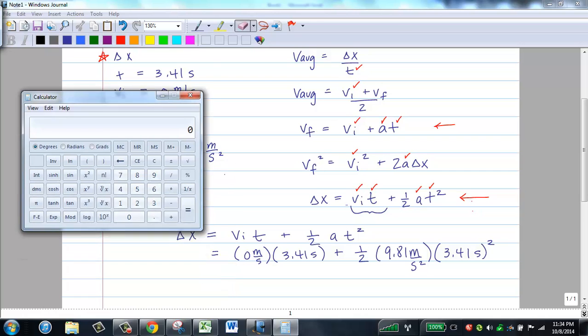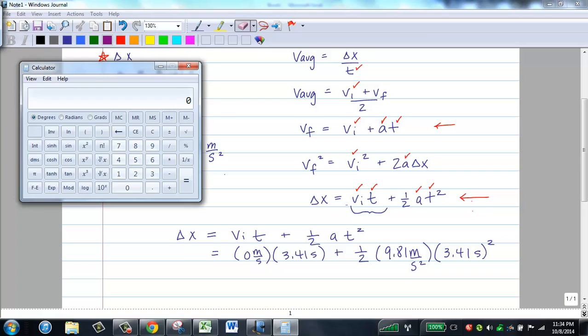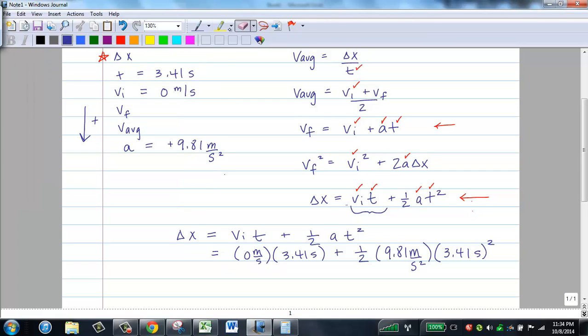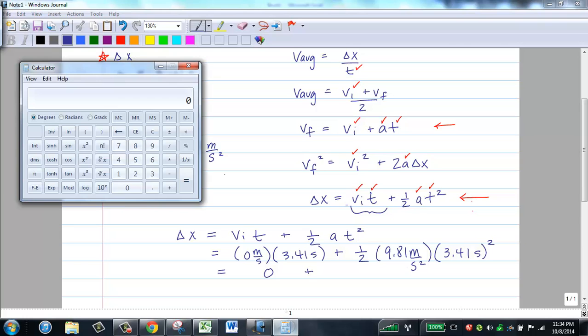Okay, so as we've already said, 0 times the time, whatever the time is, is going to be equal to 0. And now we'll do 1/2 times 9.81 times 3.41 squared. So 0.5 times 9.81 times 3.41 squared. And it's only the 3.41 that gets squared. Again, it's not the whole entire product of 1/2 times 9.81 times 3.41. That's equal to 57.